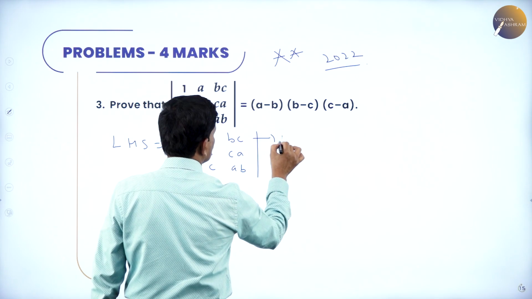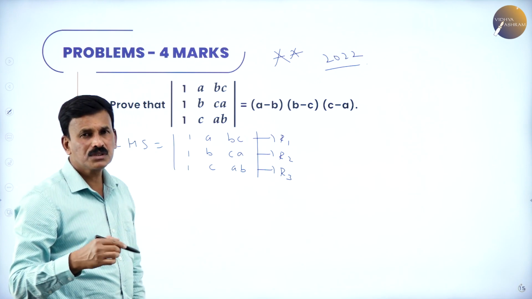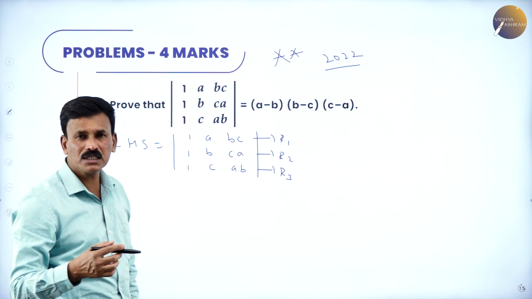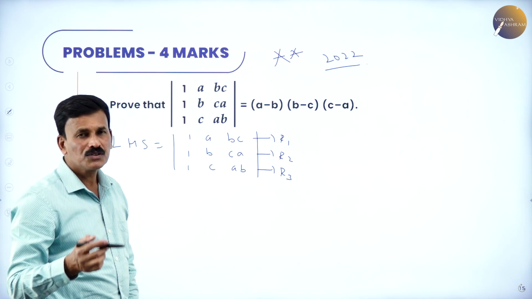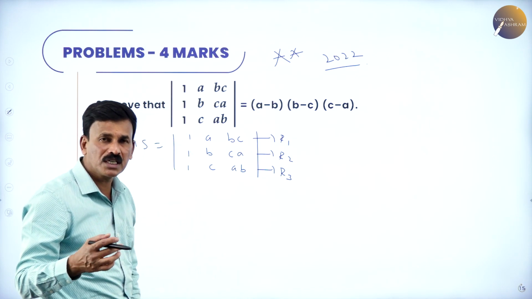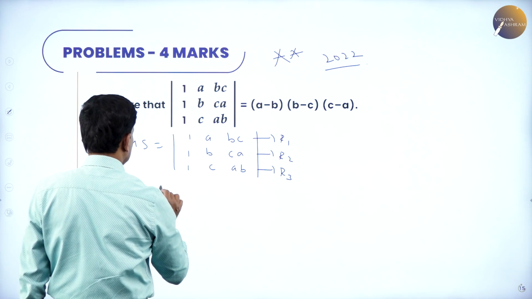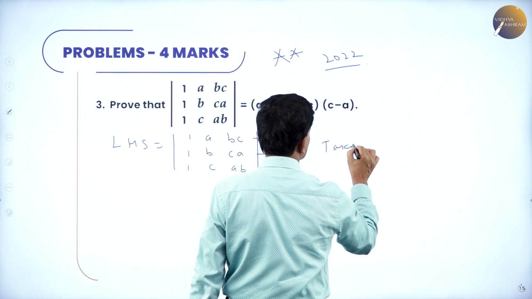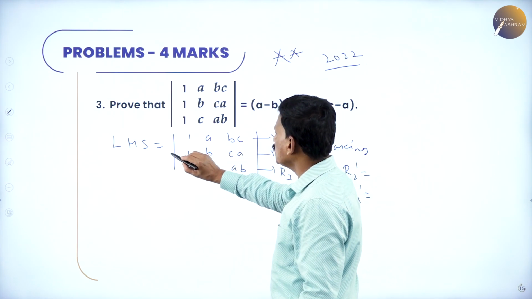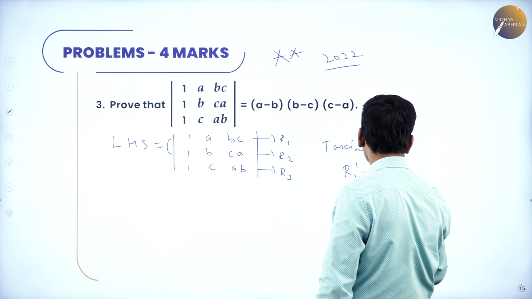Now, these are R1, R2 and R3. The intention is to reduce this determinant to the simplest form so that by applying a property, at some stage, we can get the final answer. Now, let me change. Taking R2 dash is equal to R2 minus R1, and R3 dash is equal to R3 minus R2.